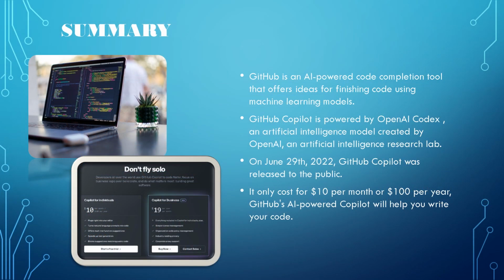The summary of GitHub Copilot. GitHub Copilot is an AI-powered code completion tool that offers ideas for finishing code using machine learning models. It is powered by OpenAI Codex, an artificial intelligence model created by OpenAI, which is an artificial intelligence research lab. On June 29, 2022, GitHub Copilot was released to the public. It only costs $10 per month or $100 per year. GitHub's AI-powered Copilot will help you write your code.